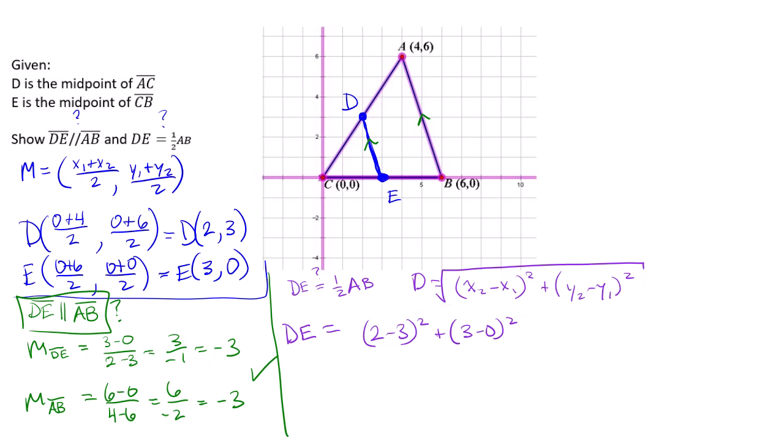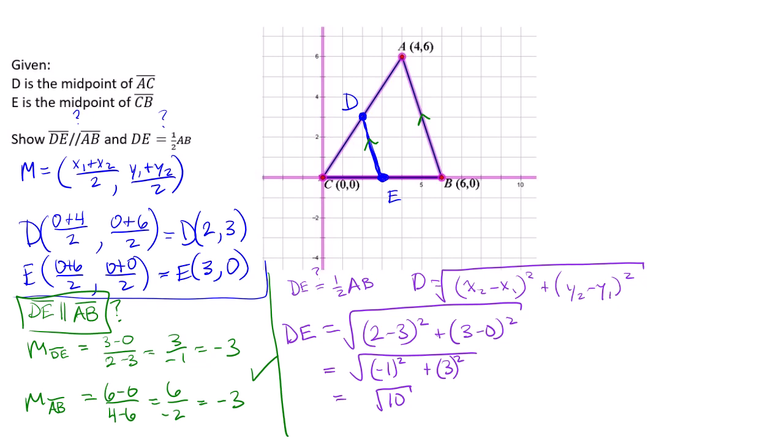Let me actually do this right below. So we get negative 1 squared plus 3 squared, right? And so negative 1 squared is 1, positive 1. 3 squared is 9. So 1 plus 9 is 10. So we get root 10. And that can't be reduced, right? So we'll just leave it as it is.